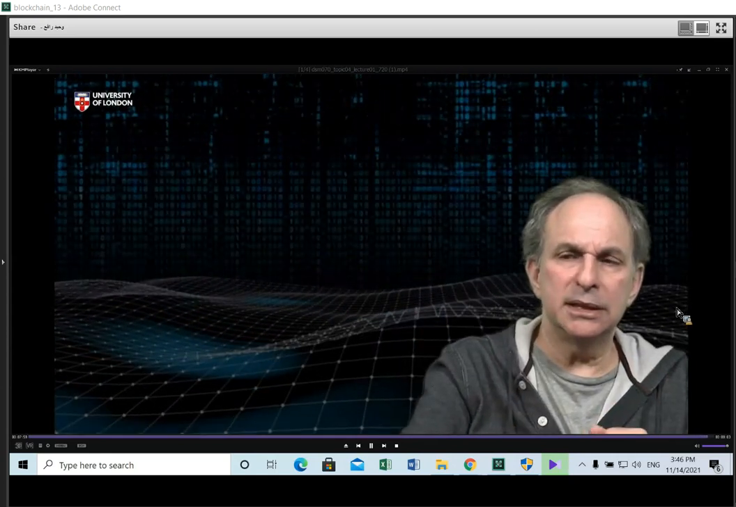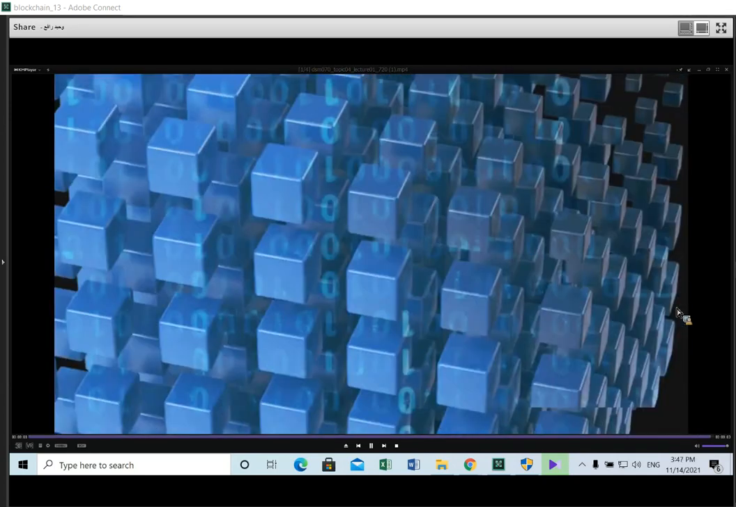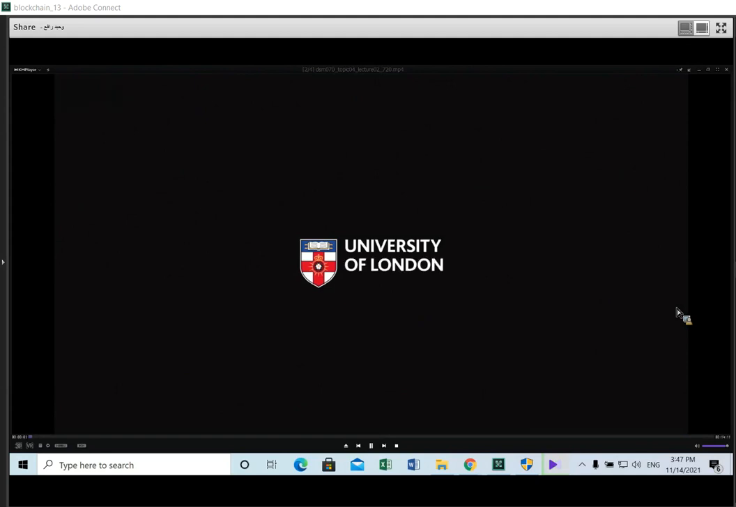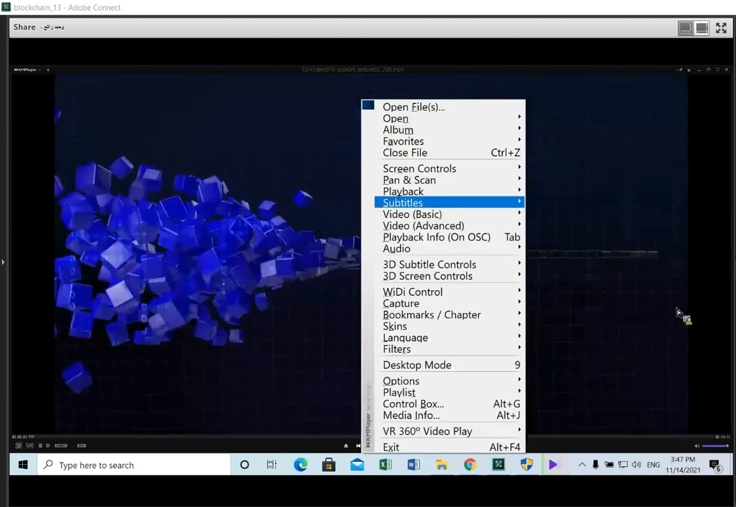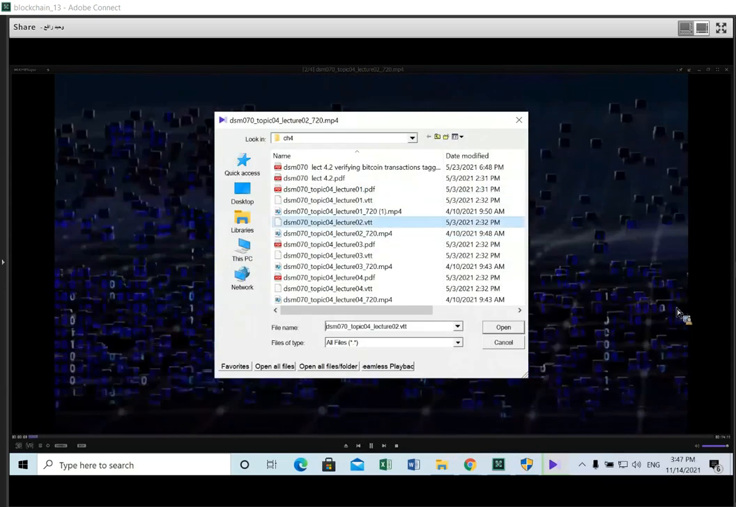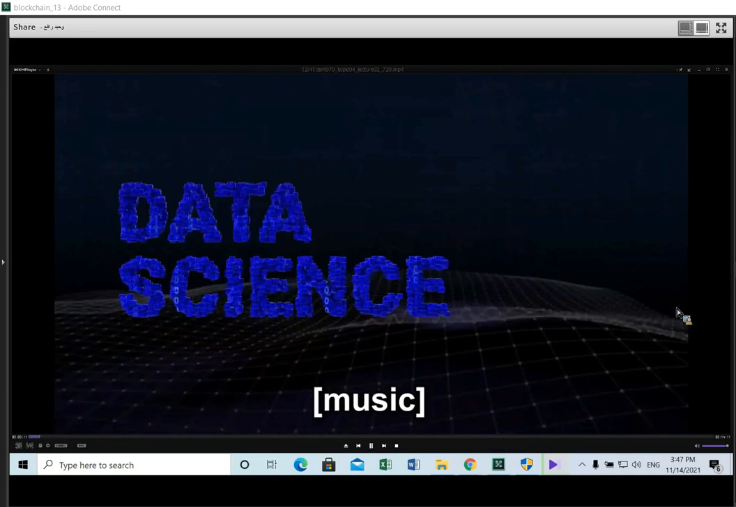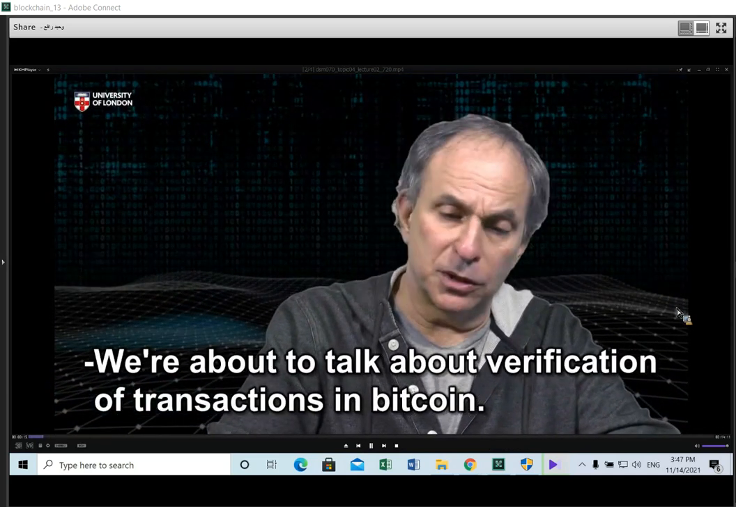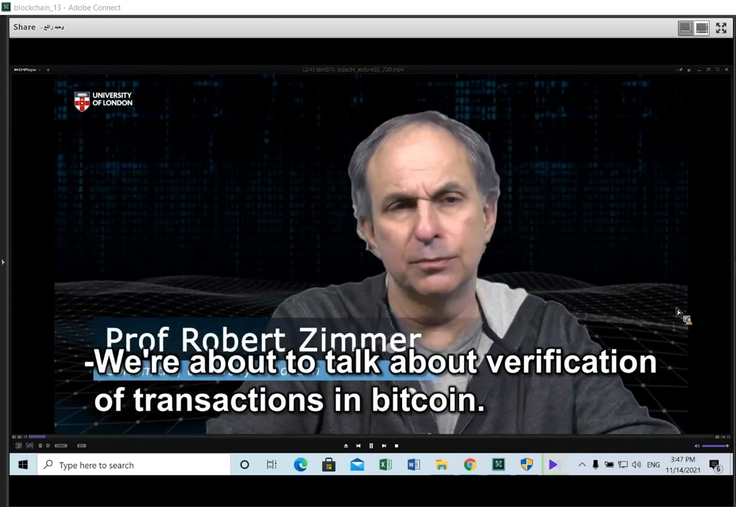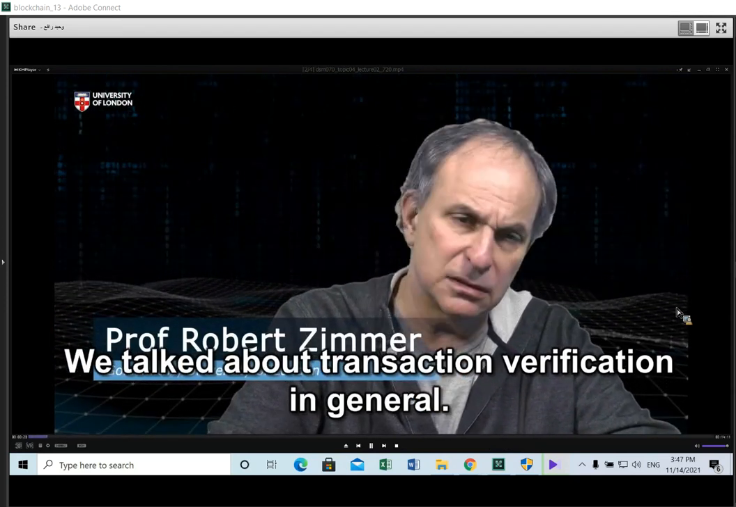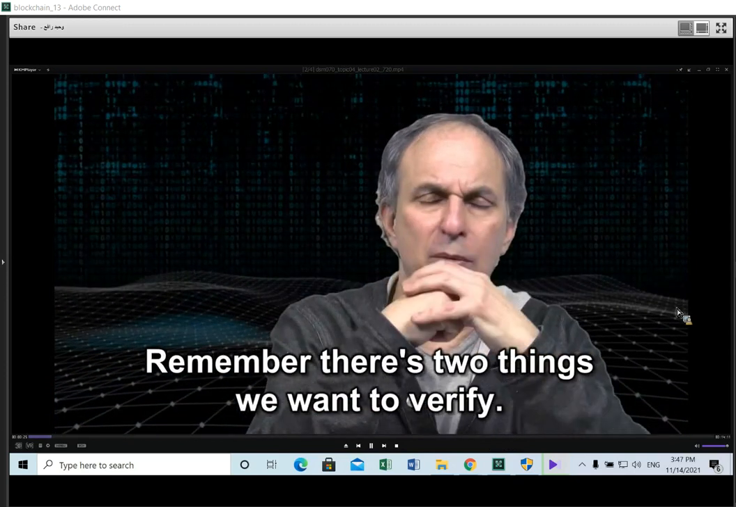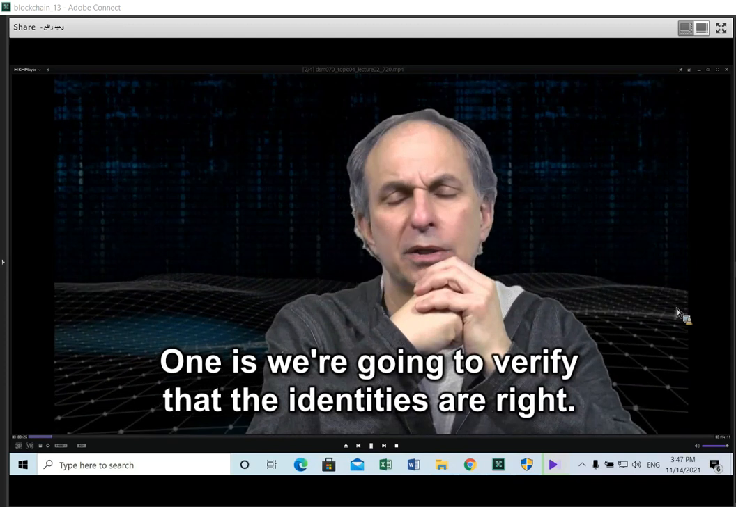Okay. We're about to talk about verification of transactions in Bitcoin. We talked about transaction verification in general, about Bitcoin. So we remember there's 2 sorts of things we're going to verify. One is we're going to verify that the identities are right. So we're going to make sure that Alice is the person sending it and Bob's the right person who's going to receive it. That's what we're going to talk about in this lecture. The next lecture we're going to talk about how we know Alice has the money to begin with. Okay? So those are the 2 things we're going to verify.